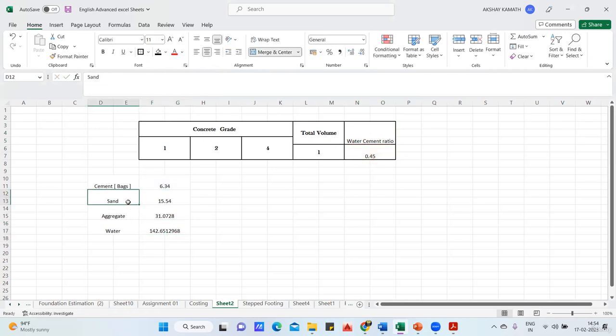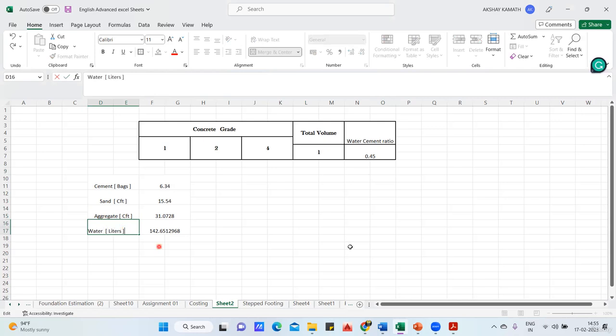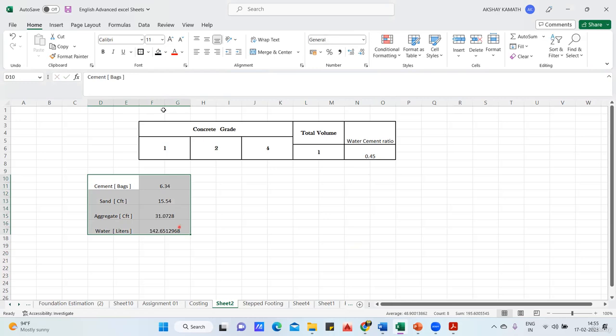Now, whatever you have written for sand, you just come and write here CFT, so it's understood that your values are in CFT. Okay. CFT. So we have done that. Our Excel sheet is ready. Now, if I change any value here, I'll get my answer. So liters. Okay, finish.